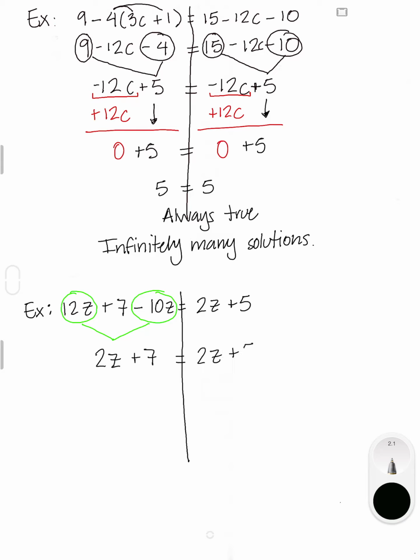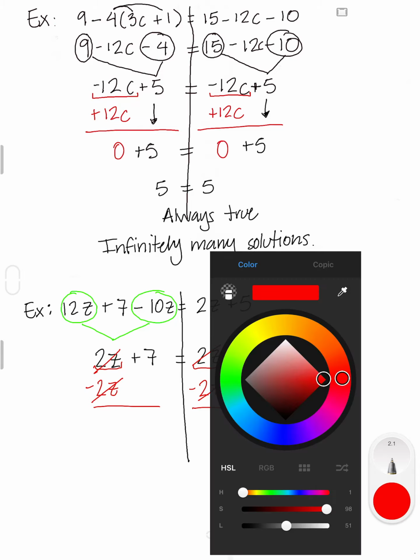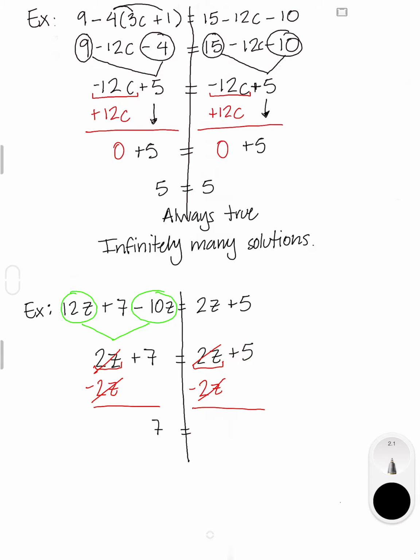So 2z and then plus 7 equals 2z plus 5. Now I want to get rid of one of the two z's, and it's going to be something similar to the previous problem where none of them is smaller than the other one. So I have 2z and 2z, right? So I'm going to go ahead and subtract this and this one. So my 2z's on the right are going to cancel, and then my 2z's on the left are going to cancel as well. So I notice that I end up with 7 equals positive 5.